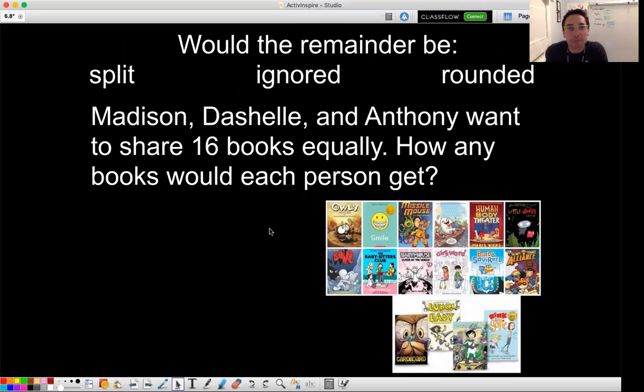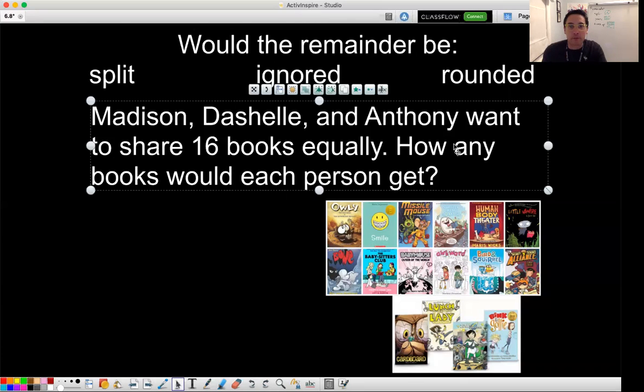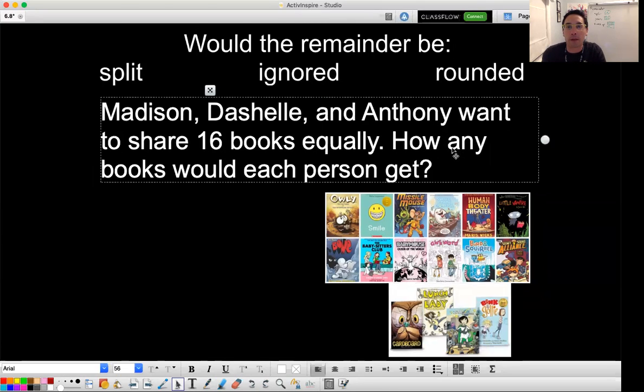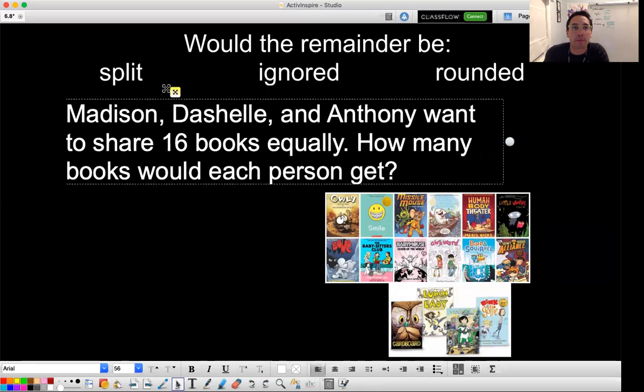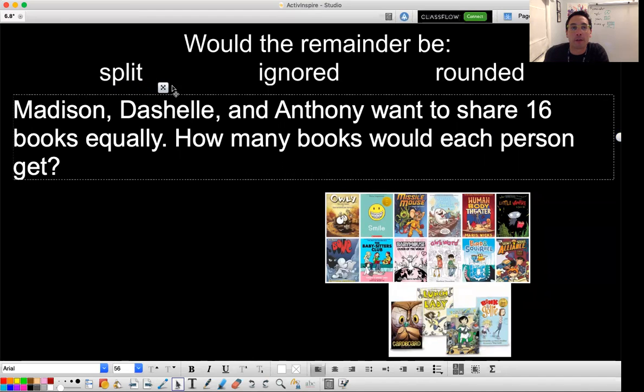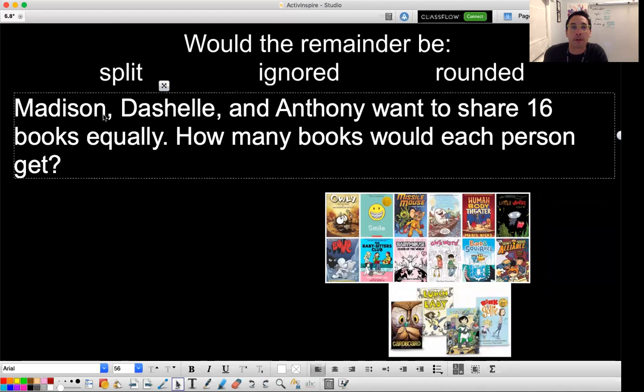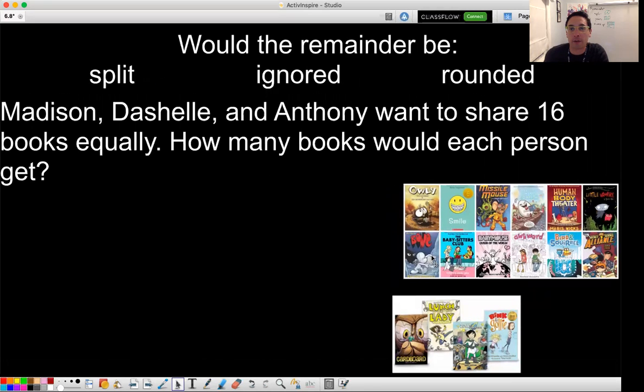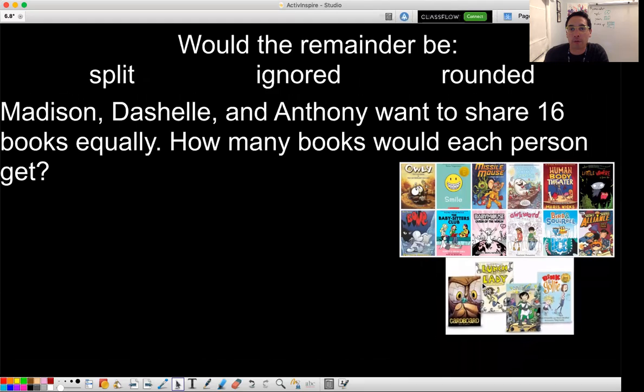So now, let's say Madison, Deshelle, and Anthony want to share 16 books equally. That should read how many books would each person get? So before we start to figure this out, we need to think, first of all, what are we dividing? Are we dividing up people or are we dividing up books? So we're not going to saw people in half. So instead, we're going to be dividing the books.